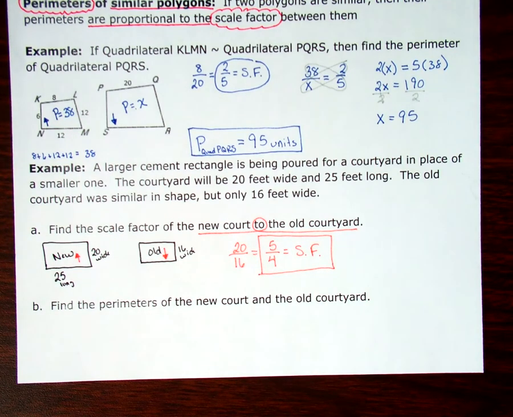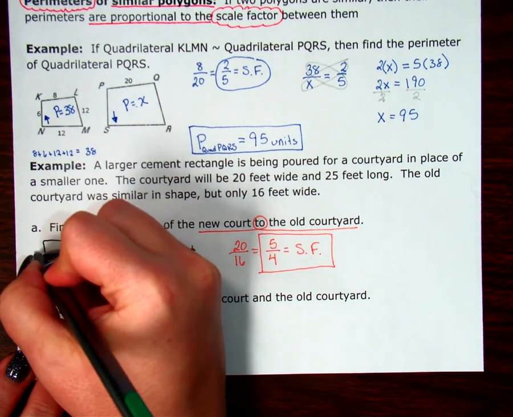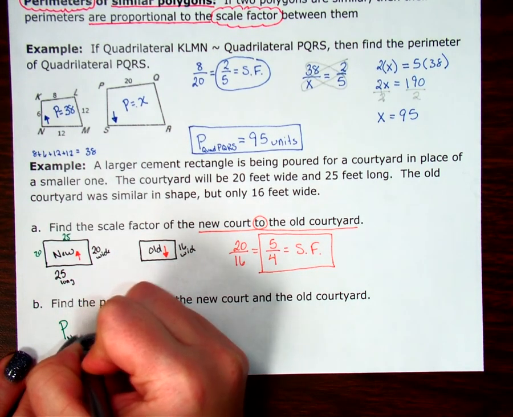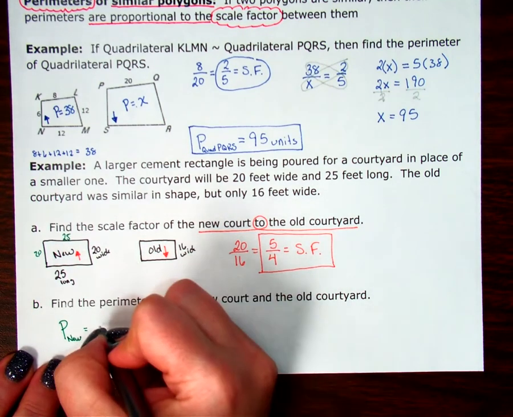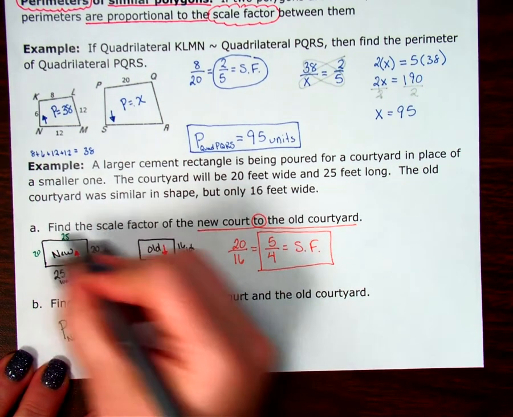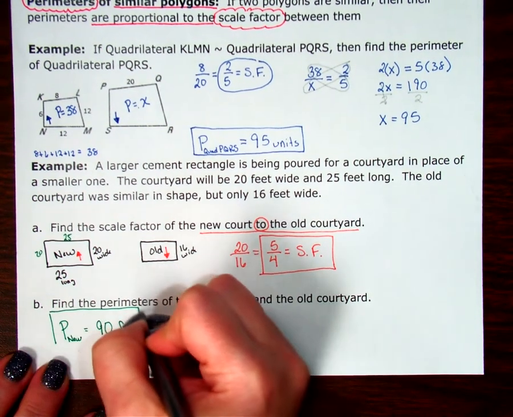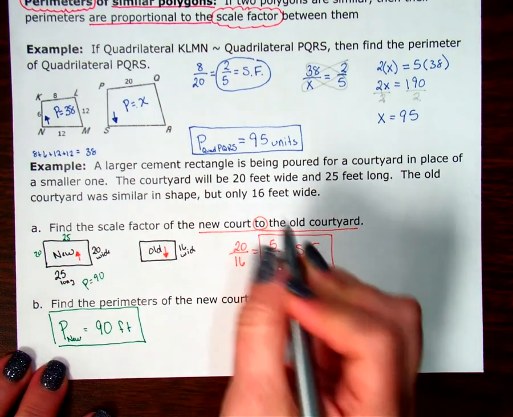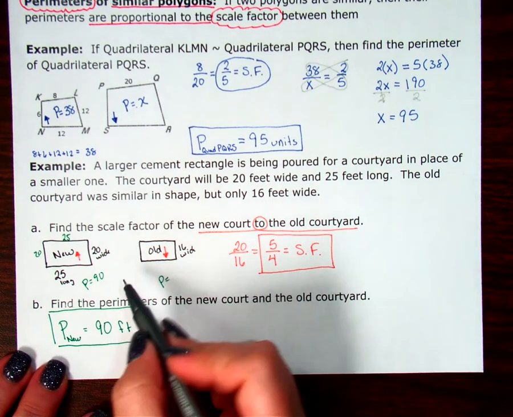Okay? And then the last question that I have today is to find the perimeters of the new courtyard and the old courtyard. The new one's easy because it's 25 by 20, because it's a rectangle. So the perimeter of my new courtyard is 25 plus 20 plus 25 plus 20, which is 90, and these are all feet. So my perimeter for this one was 90.